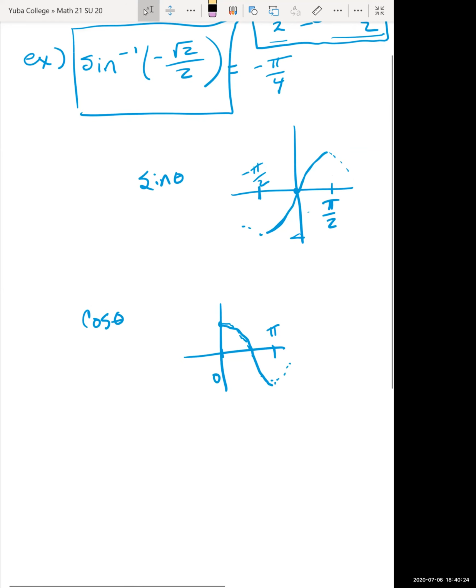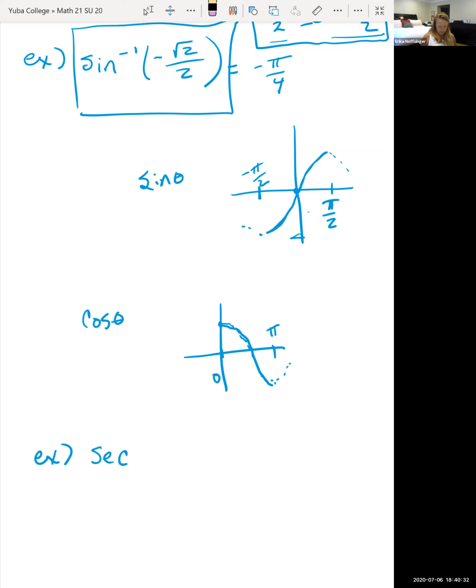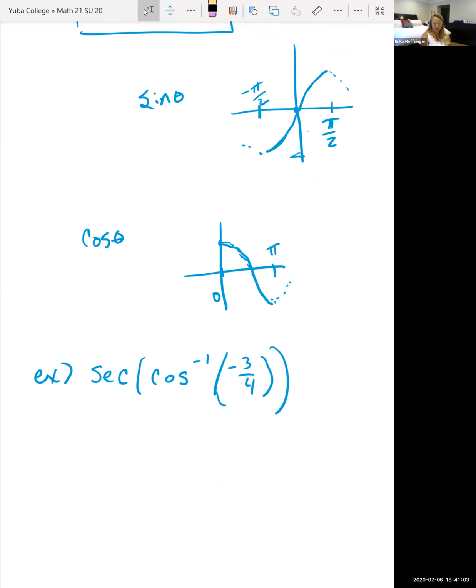For instance, let me see. So let's look at one like this. This is one where I don't know the angle. So let's say we have secant of cosine inverse of negative 3/4. So I think to myself, is there any special angle of cosine that would give me back positive 3/4? And there isn't. The only ones I know are 1/2, root 2 over 2, and root 3 over 2. And so that's not one of the special angles. And so this is where I would create my triangle.